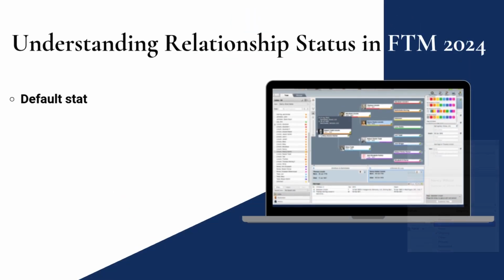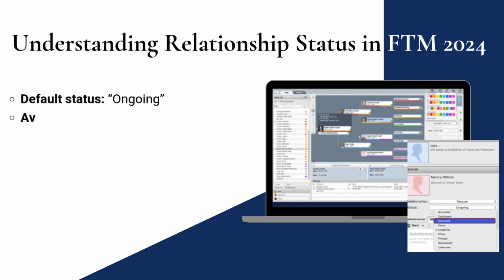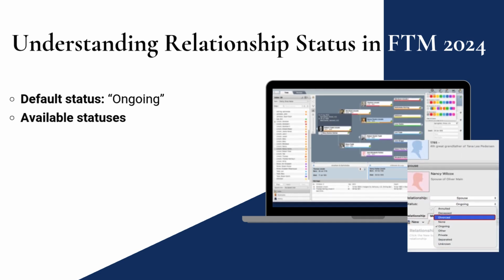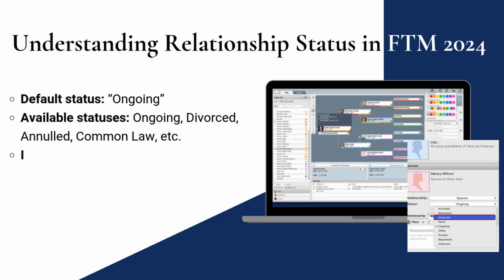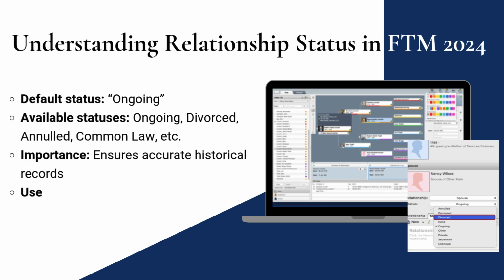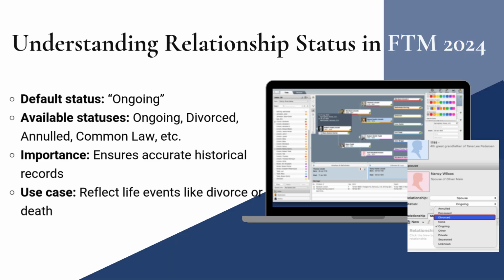In Family Tree Maker 2024, every couple you add to your family tree is assigned a default relationship status of ongoing. This assumes the couple is still together, which is great for current relationships. However, life events like divorce, annulment, or the passing of a spouse require you to update this status to reflect reality. For example, you can change the status to divorced, annulled, or even common law to match the historical or current context of the relationship.